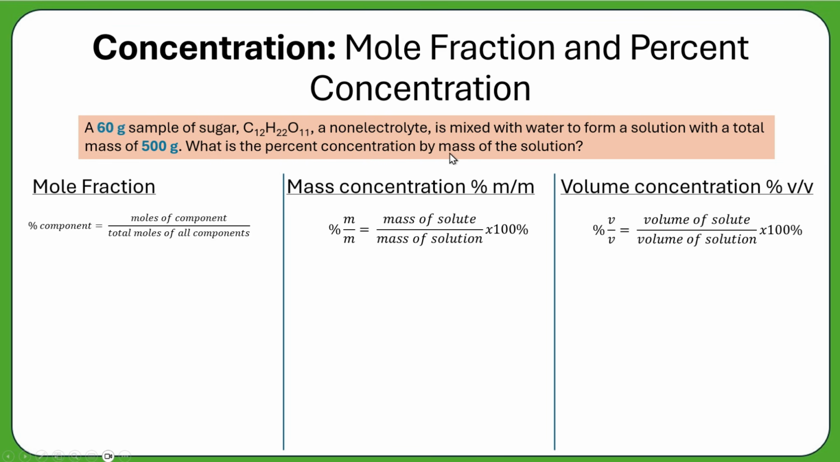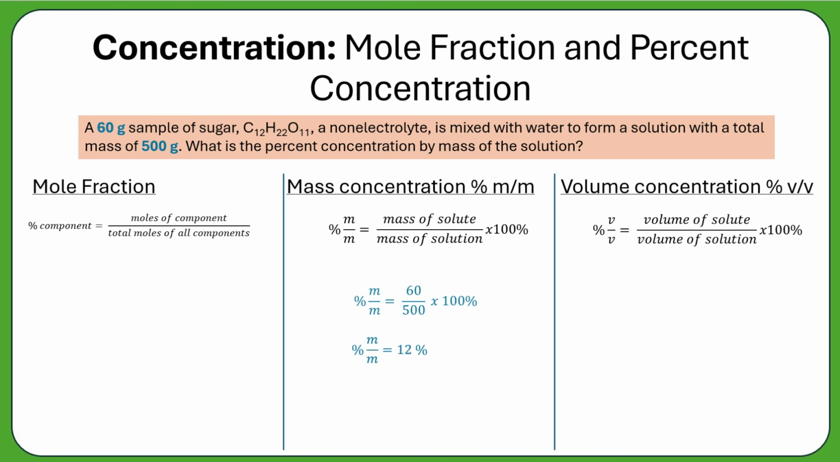Now, which of the three formulas should we use? Since we're talking about the percent concentration by mass, we're going to use the middle one. And how do we solve that? Of course, it is just a simple plug in and solve. We already have the mass of the solute. We have the mass of the entire solution. Plug that in and then do the math. 60 divided by 500 times 100%, and that is now your answer. You have 12% by mass of sugar in this solution.